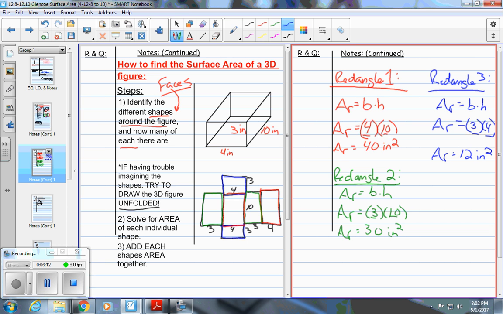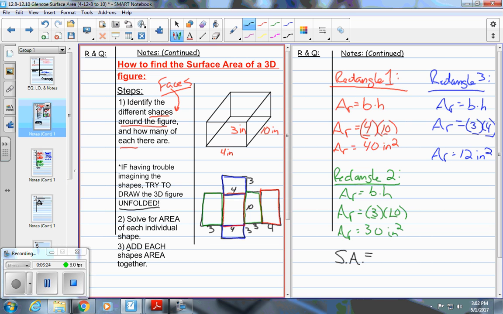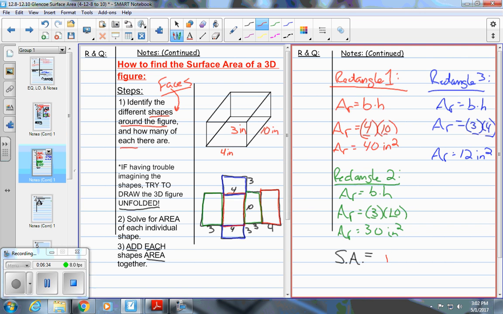Okay. So now to find the surface area, which I'm going to abbreviate SA, we have to add up each of the shapes. So we have rectangle 1, and I'm going to use R1, plus rectangle 2, plus rectangle 3.